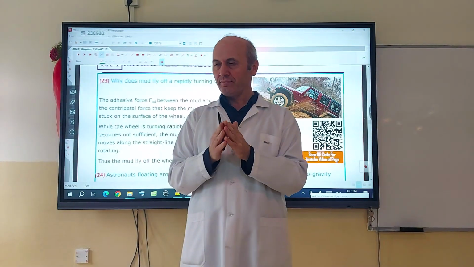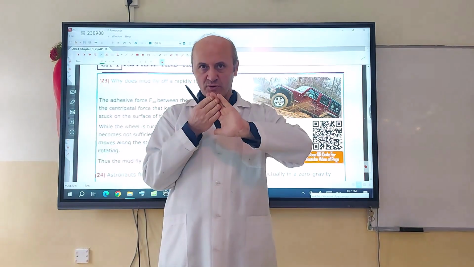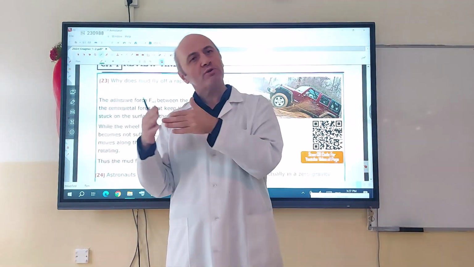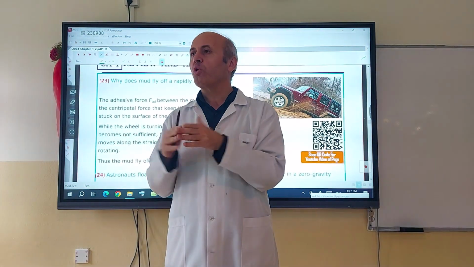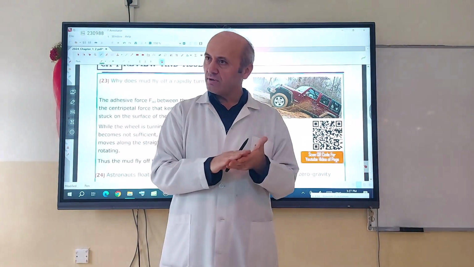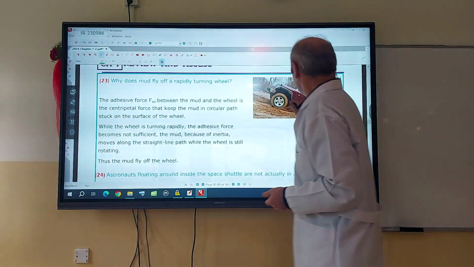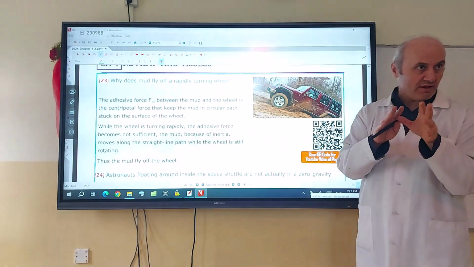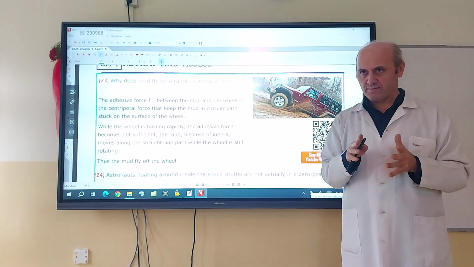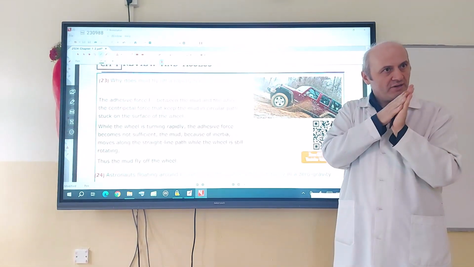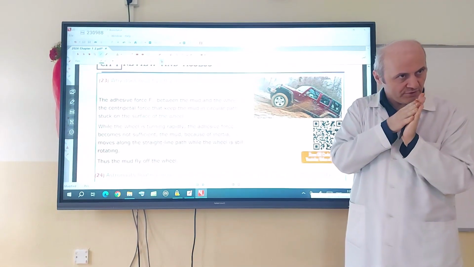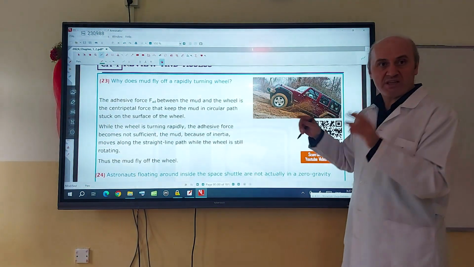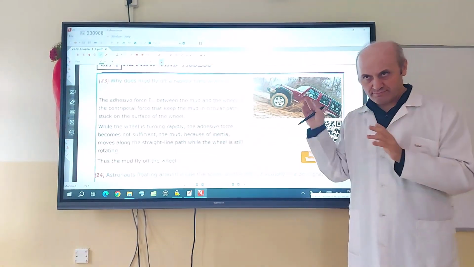Adhesive force is the force between two different types of molecules. If the molecules are the same type, that force is called cohesive force. If different molecules, adhesive force. So the tire's molecules and the mud's molecules are different. These different types of molecules attract each other, which is called adhesive force, and this force is keeping the mud on the surface of the wheel.